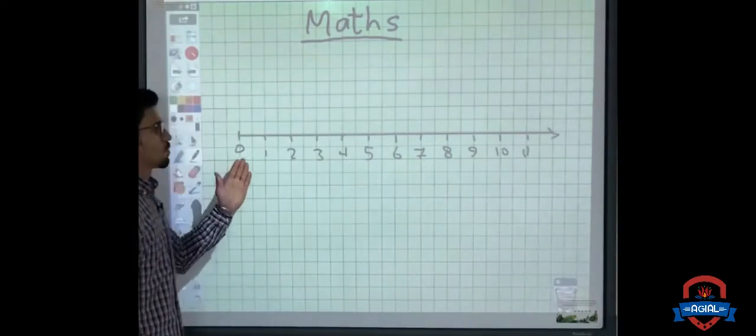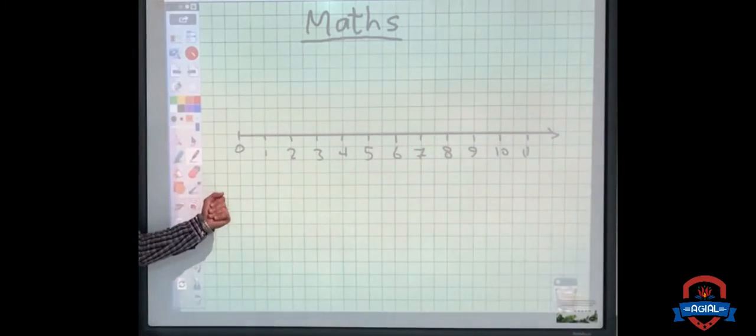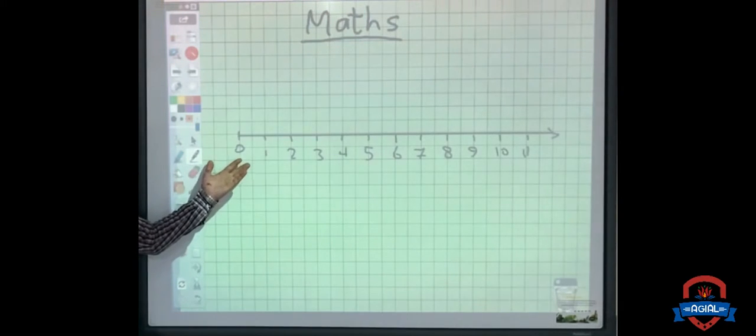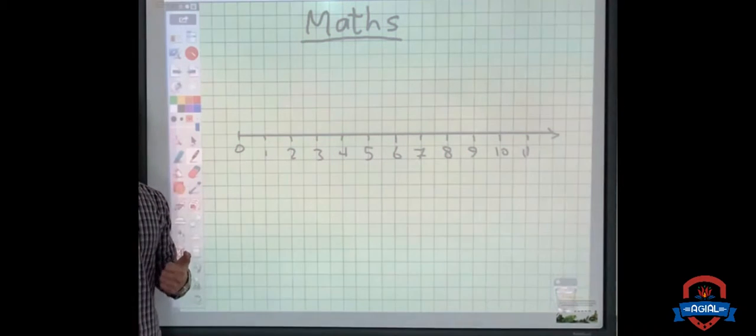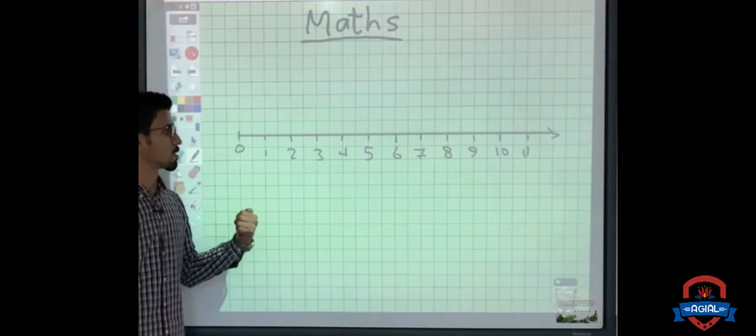So now we represent the set of natural numbers on the number line, or this ray will help us to represent the set of natural numbers. Today we are going to study operations on natural numbers. The first operation is how to add two natural numbers using this number line.